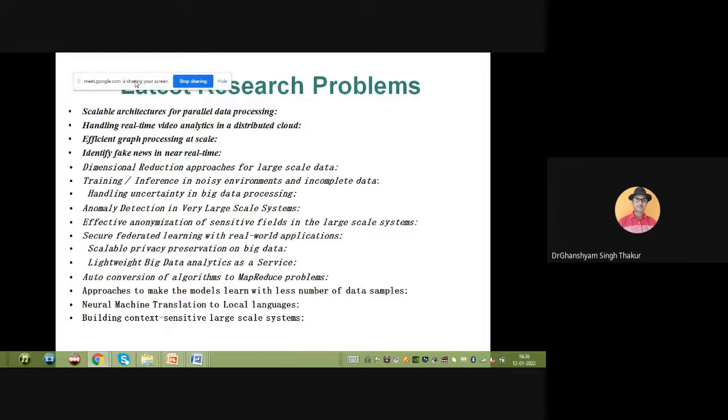prevention in big data analytics, conversion of algorithms and context sensitive large scale systems.